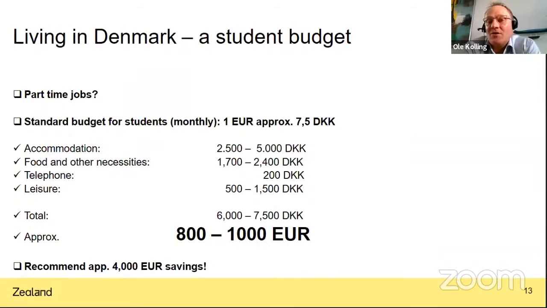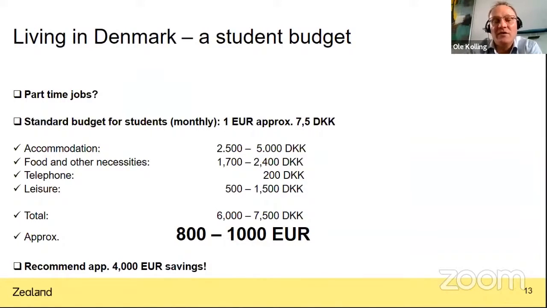In Denmark, we don't go by euros. We don't use euros as it is right now. We have our own currency, Danish kroner or DKK, but the exchange rate between euro and Danish kroner is fixed. So 1 euro is approximately 7.5 Danish kroner. If we look upon a student budget to cover accommodation, food, other necessities, you might need a telephone, leisure, go out with your friends, have a coffee, have a tea.